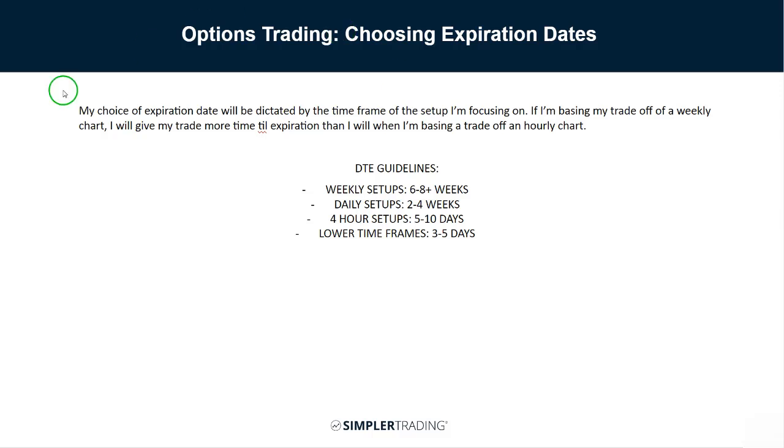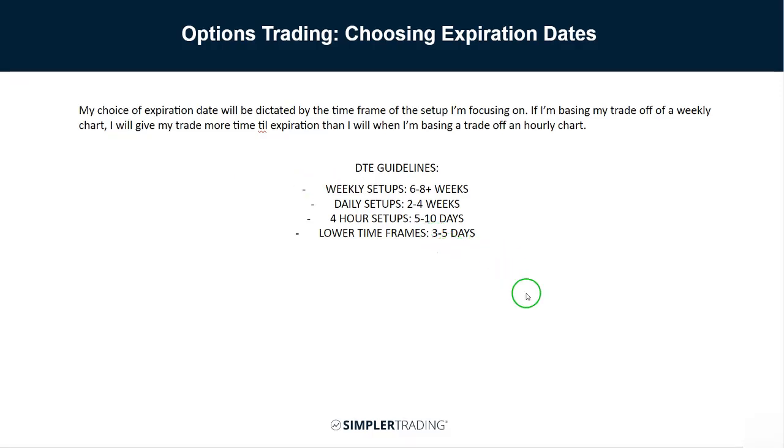So in terms of a few guidelines here, for my weekly setups, typically going to give my trades 6 to 8 weeks till expiration. For my daily setups, typically looking for about 2 to 4 weeks to expiration, so upwards of 30 days. Then for lower time frames, say I'm working with a 4-hour chart, that could be 5 to 10 days, and as the time frame gets lower, typically so does the amount of time I give that trade till expiration.